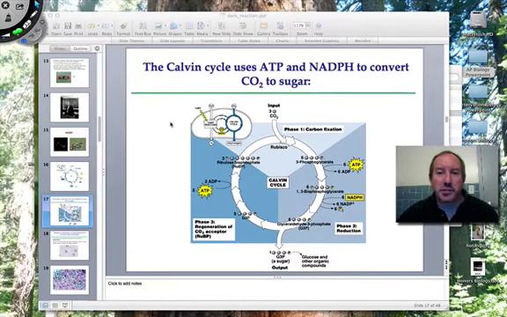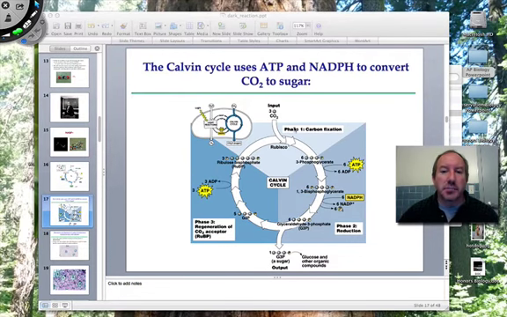Hi everyone, this is Mr. Sinti, and this lesson is on C3 and C4 plants, a problem that plants experience called photorespiration, and also CAM plants. So let's begin with a little review here of the Calvin cycle.